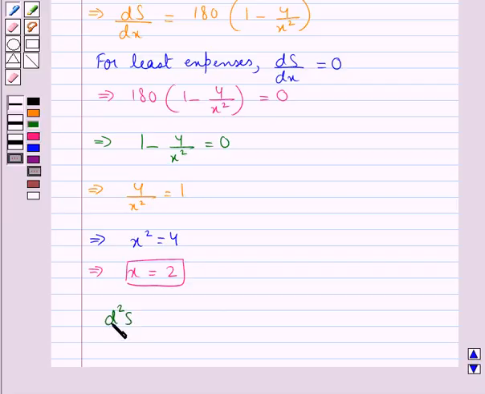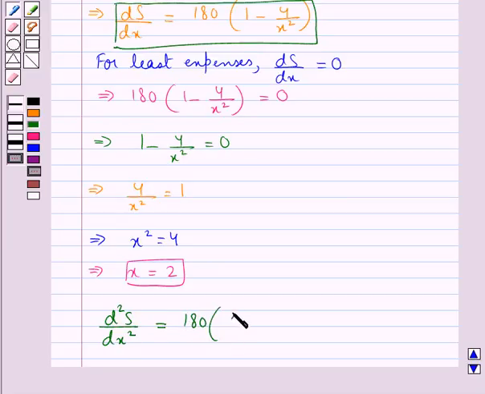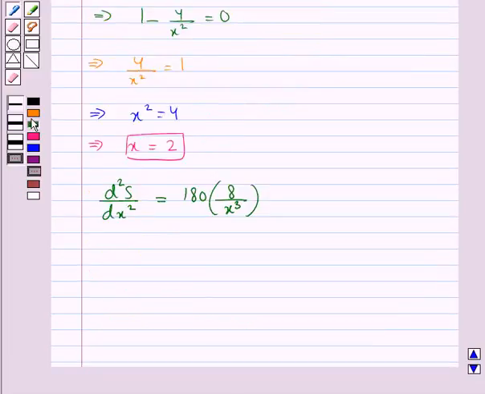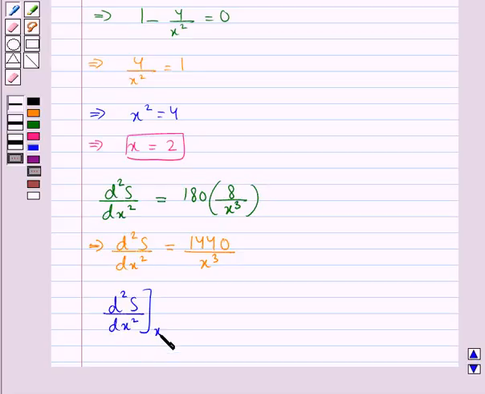Now next we find d2S by dx2. This we'll find out by differentiating this with respect to x again. And so this is equal to 180 into 8 upon x cube. Thus, we get d2S by dx2 is equal to 1440 upon x cube. Now, d2S by dx2 at x equal to 2 is equal to 1440 upon 2 cube, that is 8. And 180, 8 times is 1440. And this is positive, that is greater than 0.